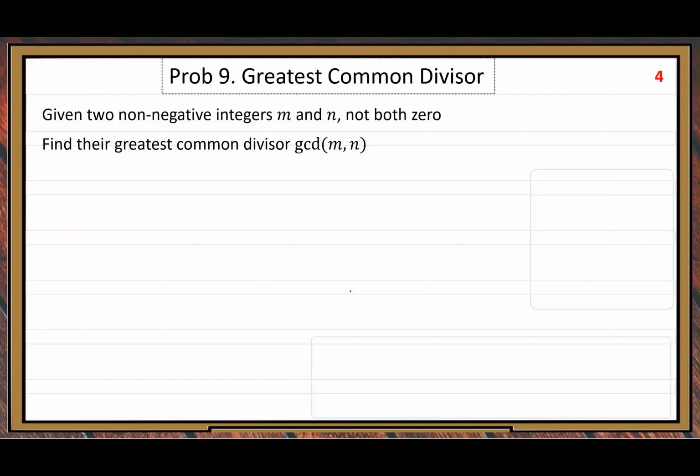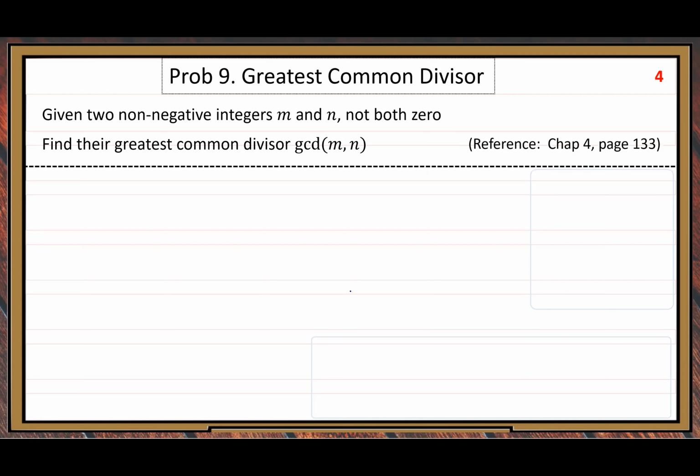Question, find their greatest common divisor, and here we use the function called the GCD function, with 2 parameters m comma n. That's the question, how to calculate. When we start, here is the reference in our textbook. But here I would like to go back to the middle school procedure first.